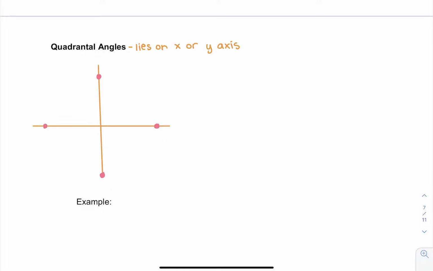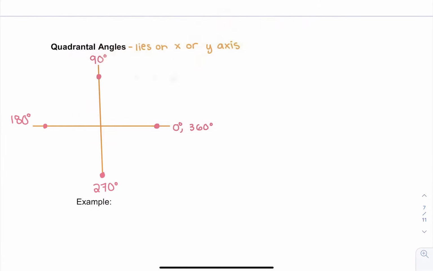This first is 0 degrees or 360 degrees. Then if we turn a little bit, we go to 90 degrees. Then we get to 180 degrees. And lastly, we have 270 degrees.